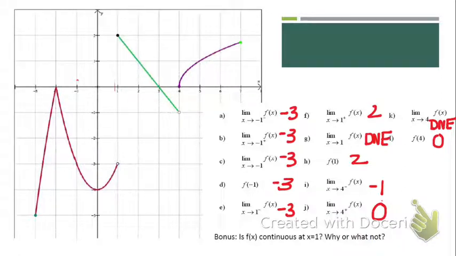All right. Bonus. Is it continuous at x equals 1? So at x equals 1, is it continuous right here? No. What kind of discontinuity do you see at 1? Jump.